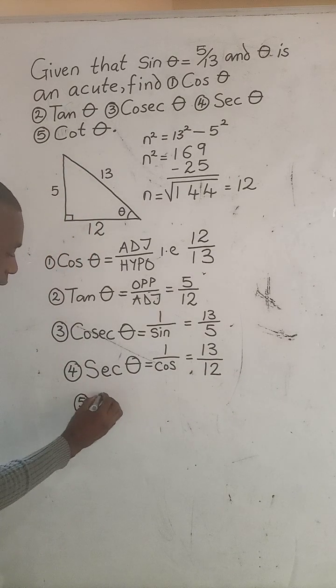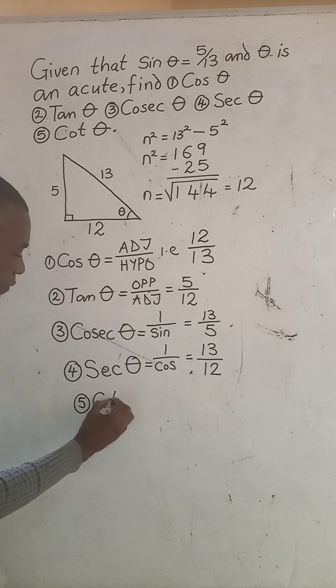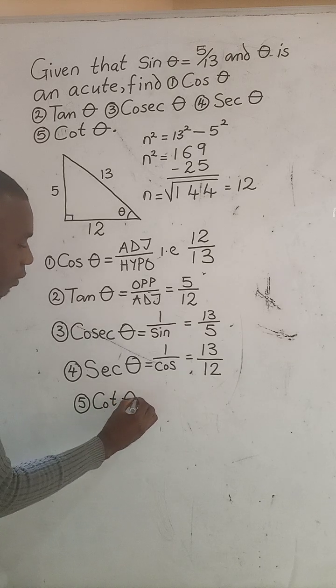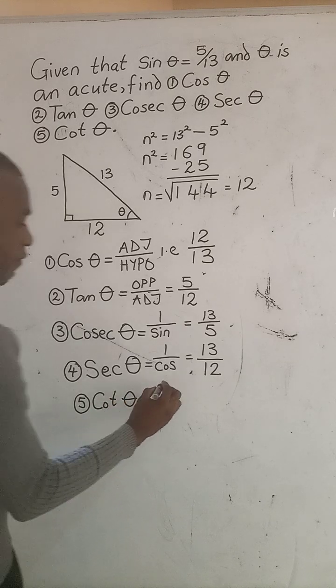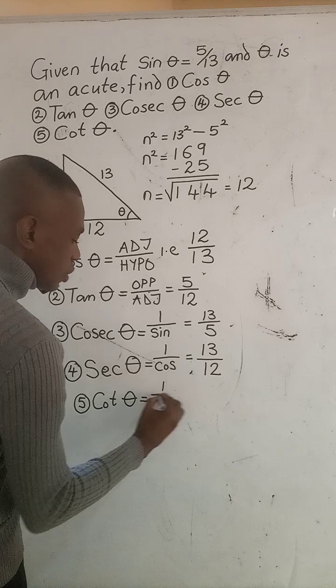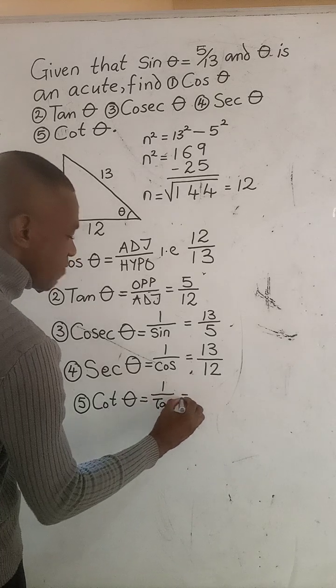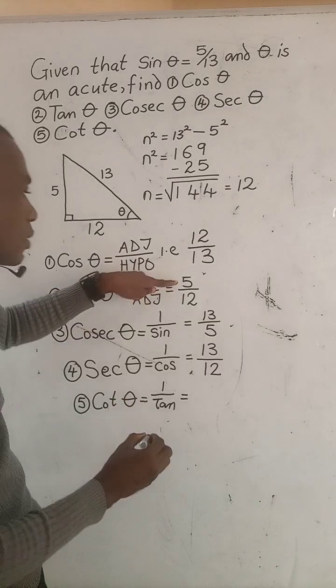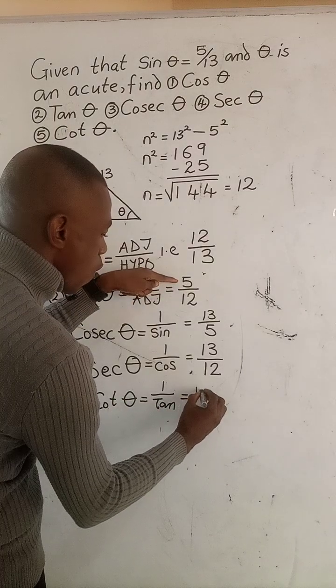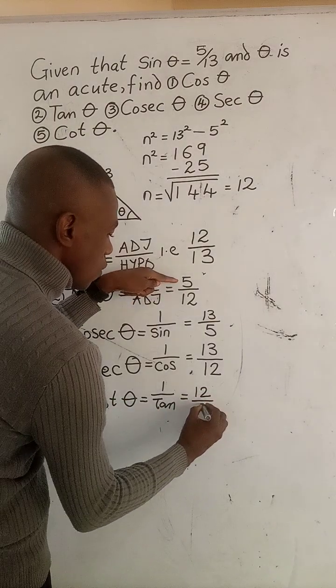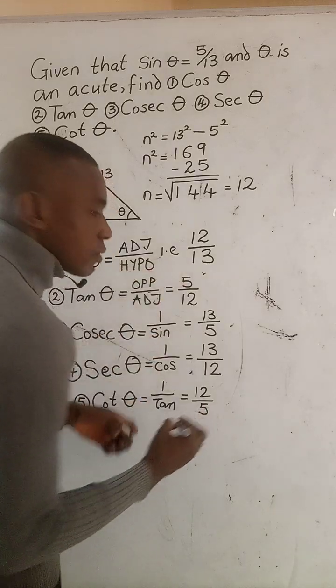cotangent. And the cotangent of the angle that they talked about here is the reciprocal of tan. And the reciprocal of the tan will be the inverse of the tangent of the angle, which is 12 over 5. That is how to do it.